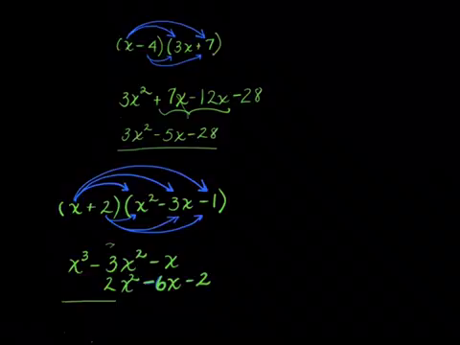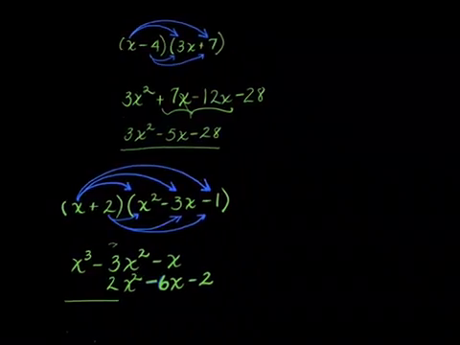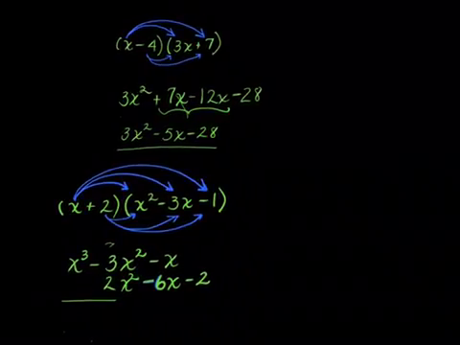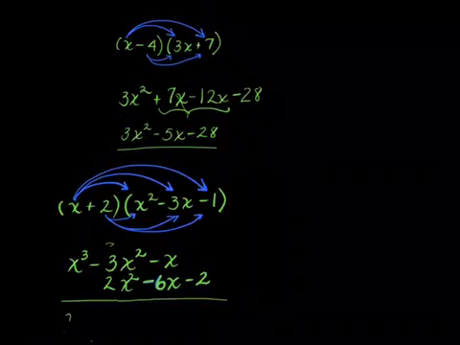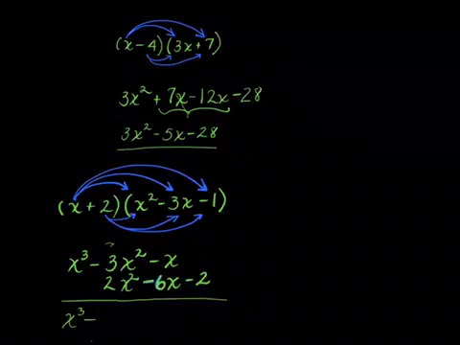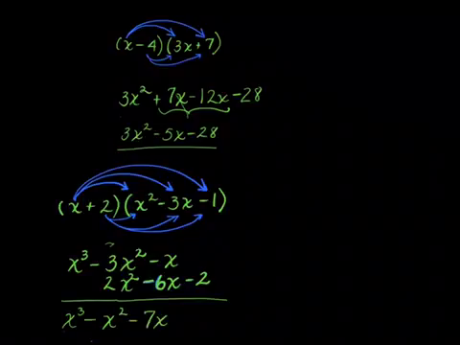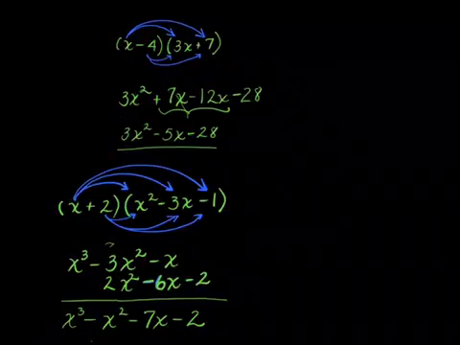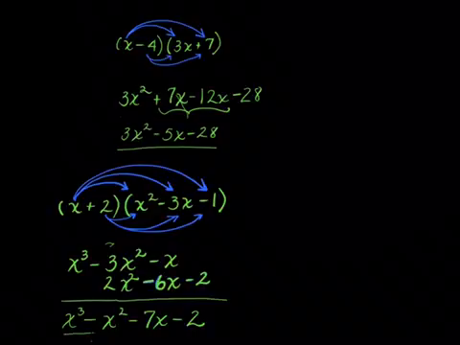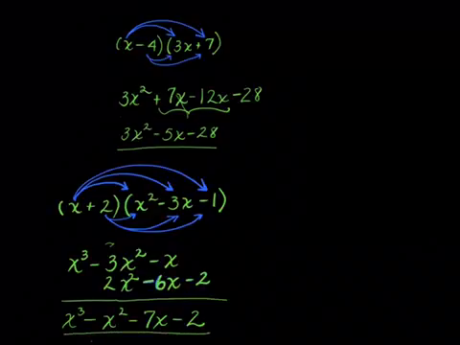And so now we'll combine like terms. And so the x cubed is by itself. Negative 3x squared with a positive 2x squared becomes negative 1x squared. Negative 1x and negative 6x become negative 7x. And then the minus 2. And so this time when we multiplied a binomial by a trinomial, we ended up with a polynomial of 4 terms.